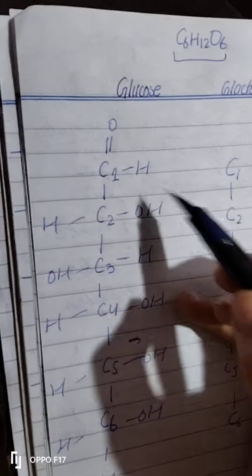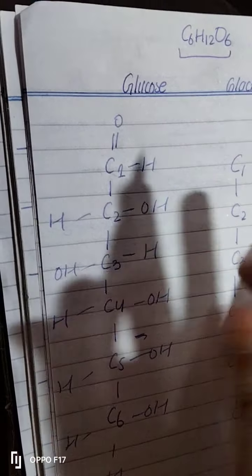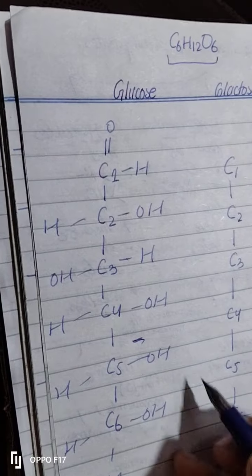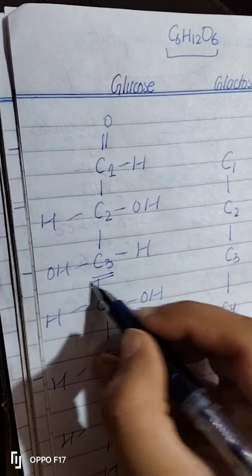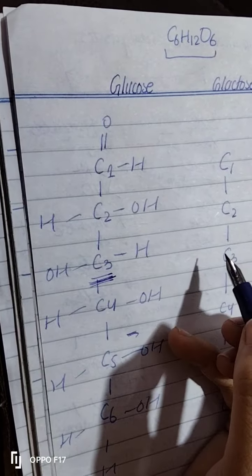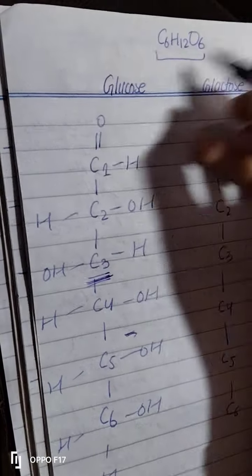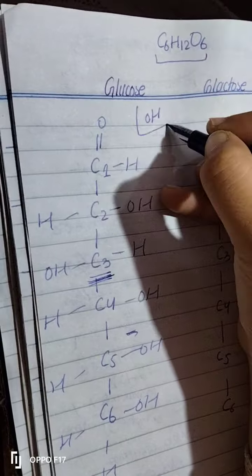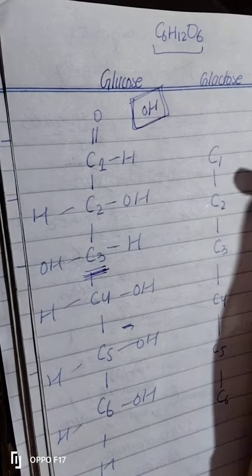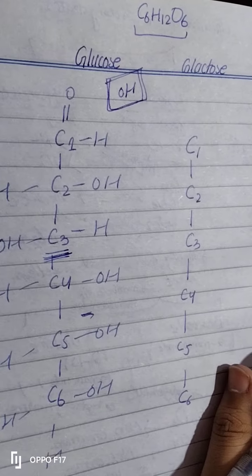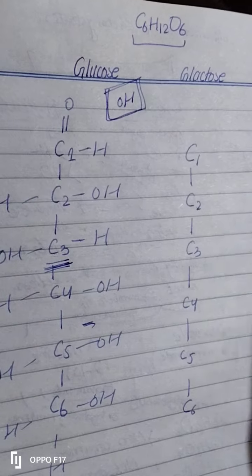As you can see over here, all the OH are on the right side, but on carbon number 3 the OH is on the left side. So there is a structural difference between OH. Always remember there is a difference between OH, right? Now let's talk about galactose.